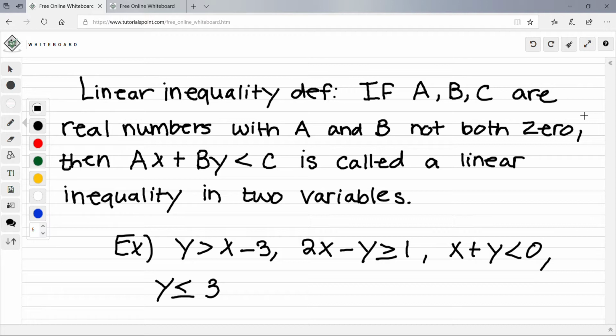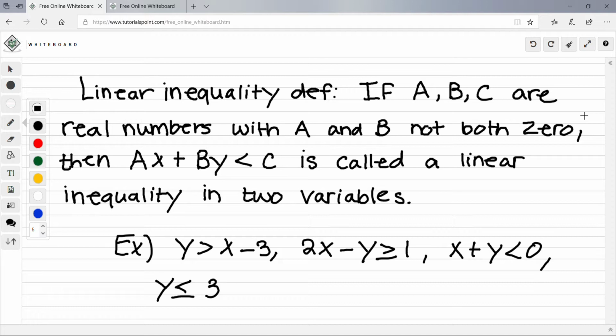Before we start, I'm going to go over the definition of a linear inequality. If a, b, and c are real numbers with a and b not both 0, then ax plus by is less than c is called a linear inequality in two variables. Some examples are y is greater than x minus 3, 2x minus y is greater than or equal to 1, x plus y is less than 0, and y is less than or equal to 3.